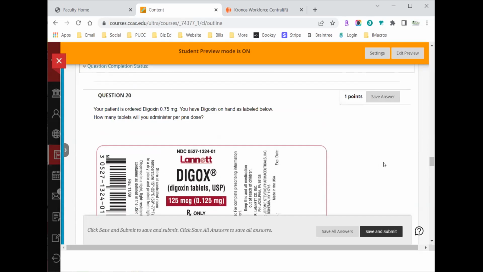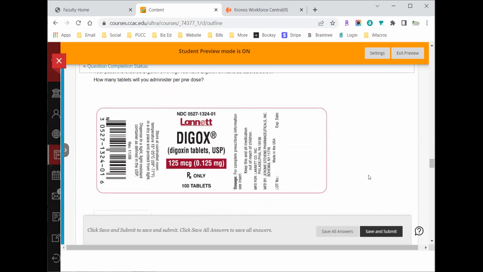Okay. And it says, if the patient's ordered that, how many times will you administer per 1 dose? Okay. So I'm just double checking my math because I'm seeing a number that I did not get. Yeah, that's the number I got, was 6. So 0.75 divided by 0.125, and they should be getting 6 tablets.